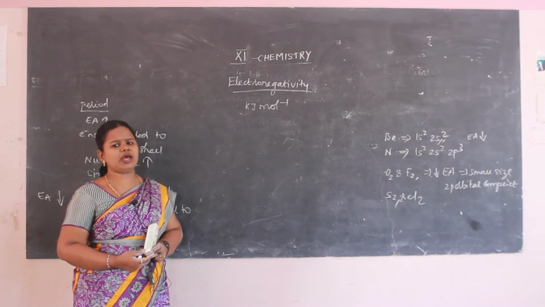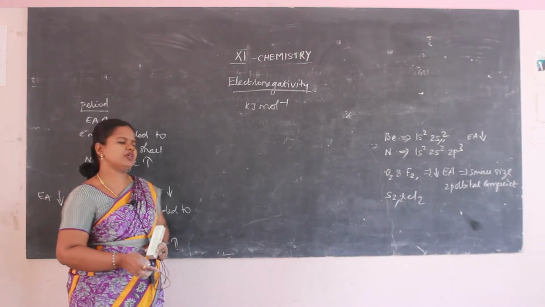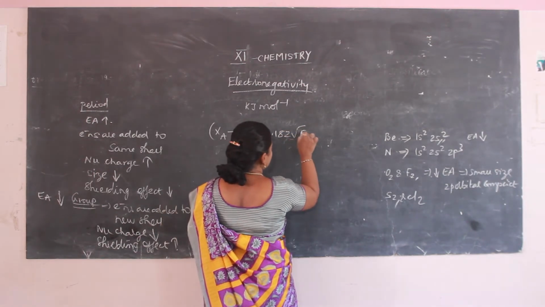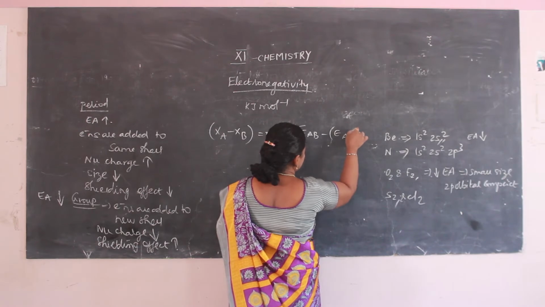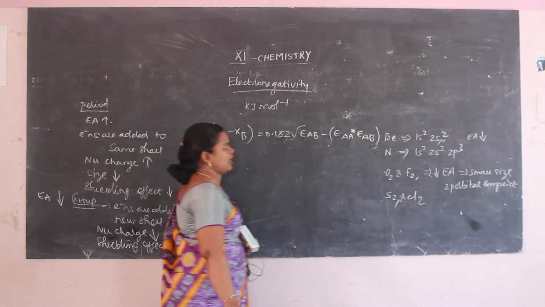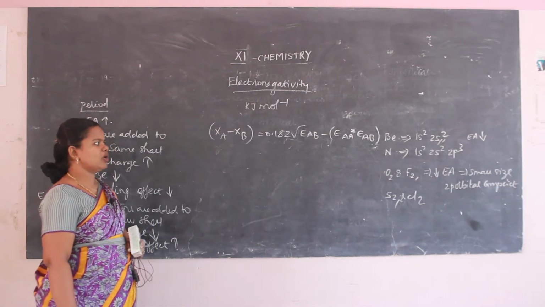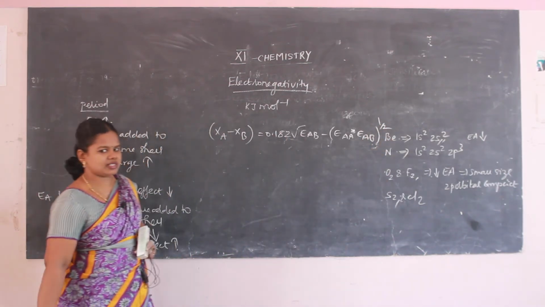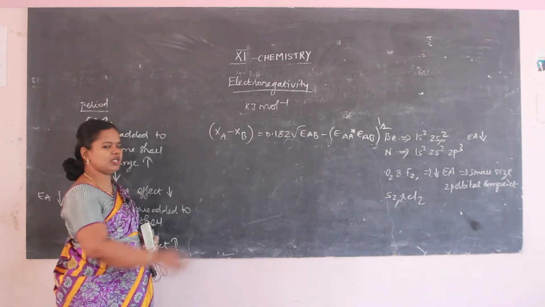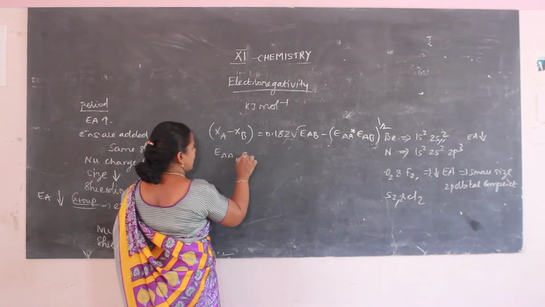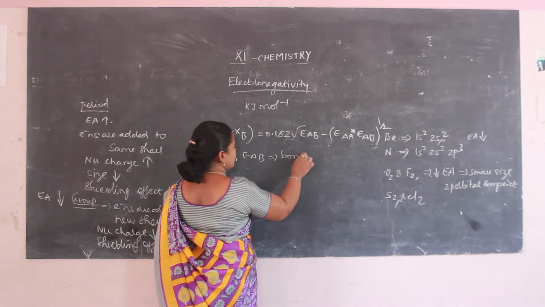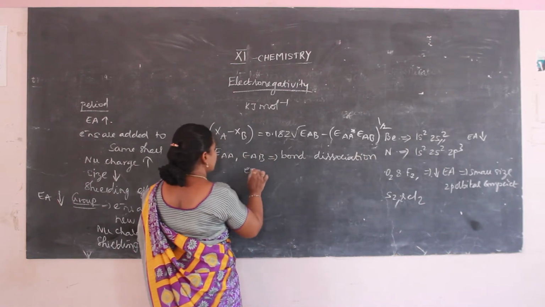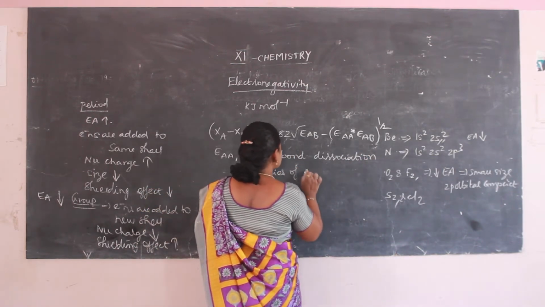Pauling gave this method to calculate electronegativity: xA minus xB is equal to 0.182 root of E(AB) minus E(AA) into E(BB). By this equation you can calculate the electronegativity of some elements. Here E(AA), E(BB) and E(AB) are the bond dissociation energies of A-A, B-B and A-B.